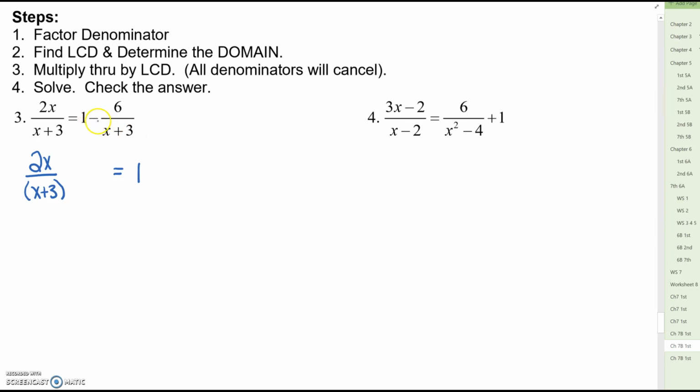Anytime you see subtraction, I want you to change it to plus a negative. Change this to plus a negative 6 over x plus 3. By changing that to addition, you'll get the negative sign stuck onto the next numerator, and that will make everything after that easier.